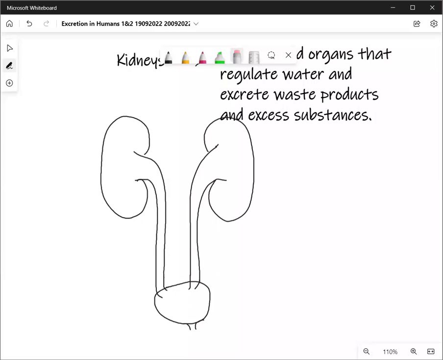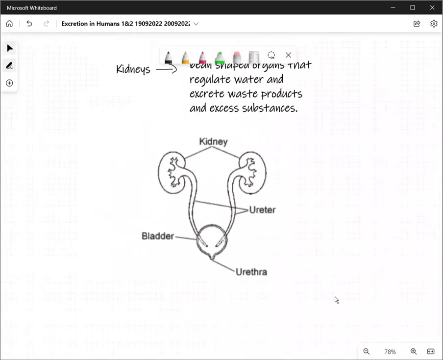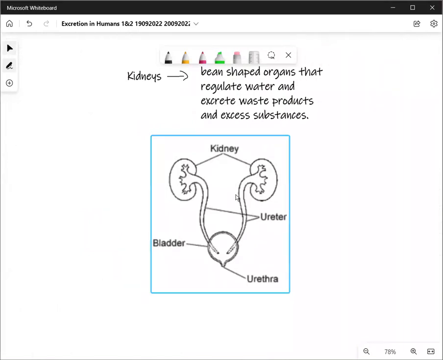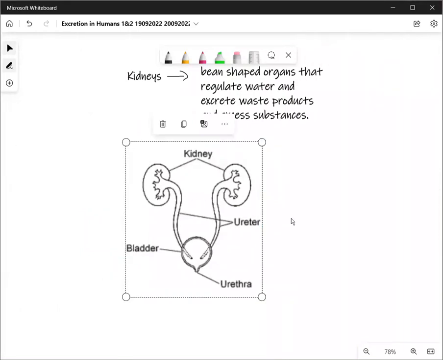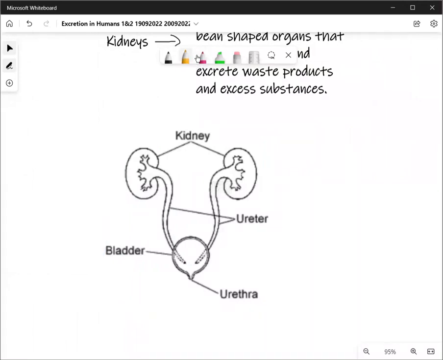Now, okay, I'm going to try to find a better diagram for this, if there is one. Just a second. Here we go. That's a kidney. Now we have the kidney right here, and it has all these parts. It has the kidney, the ureter and the urethra.